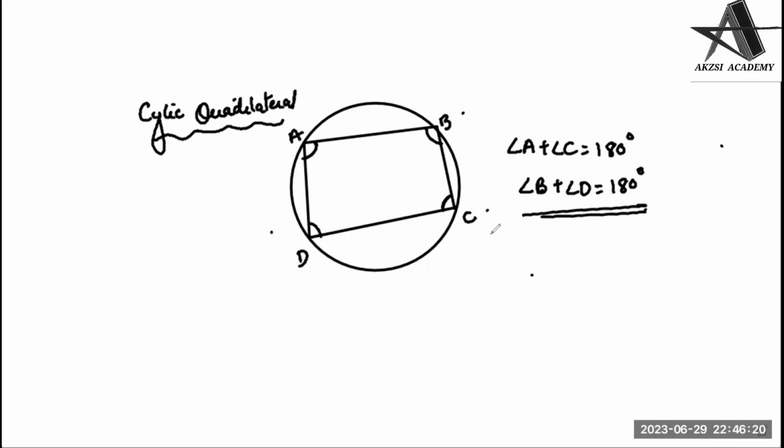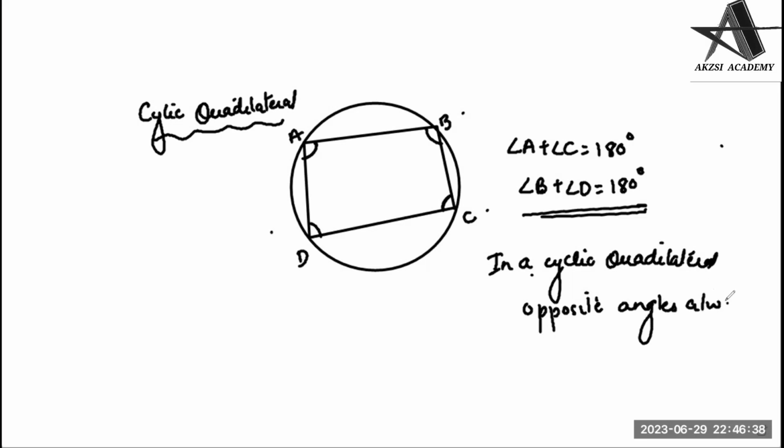So we can write the theorem as: in a cyclic quadrilateral, opposite angles always add up to 180 degrees.